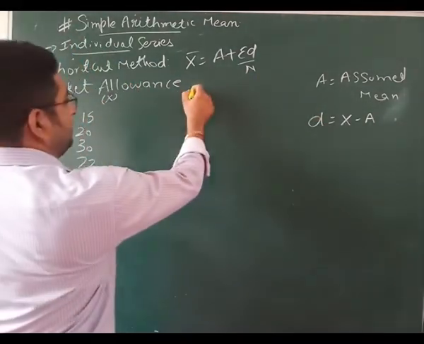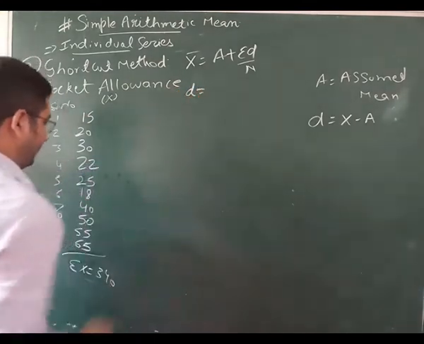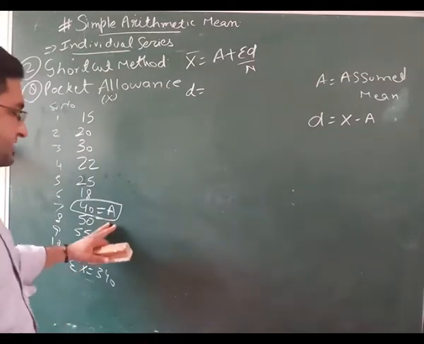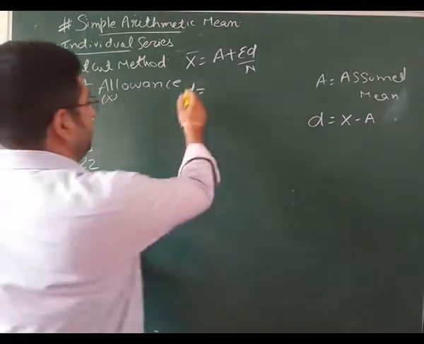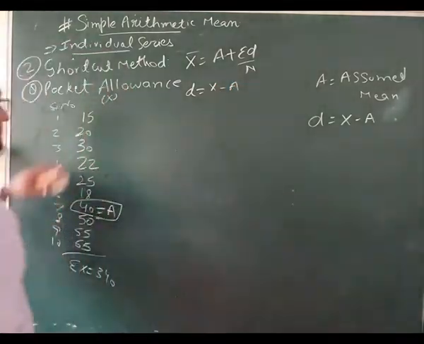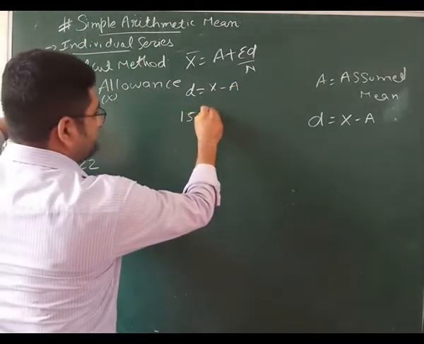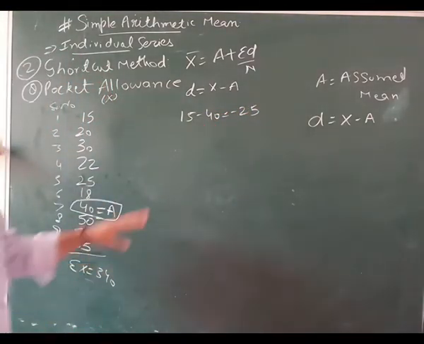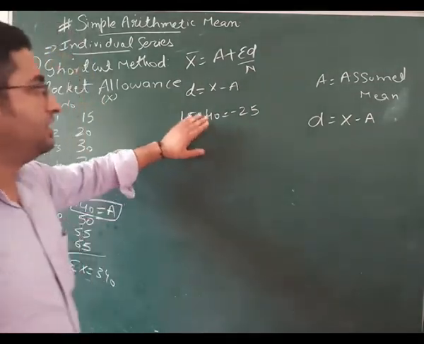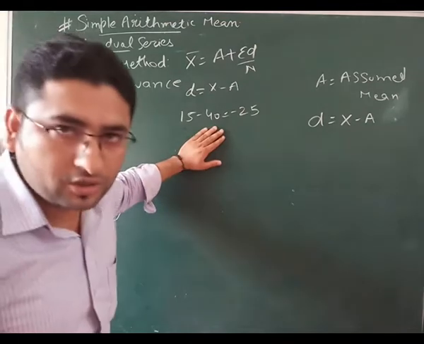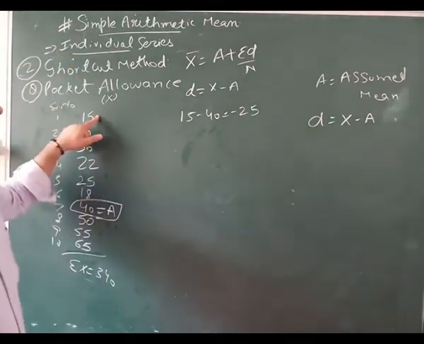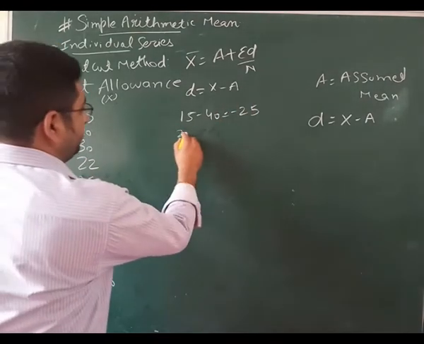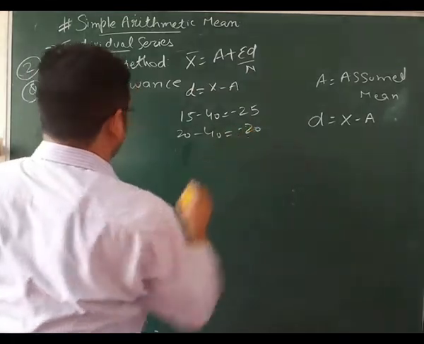So now let's calculate d. First I need to have a. Supposing I take 40 as a, that is the assumed mean. This can be the mean of the series. Now let us calculate d. d is x minus a. So x is 15 minus 40 is equal to minus 25. Students, mind my point: sometimes a student will make a mistake and write 40 minus 15. That is wrong. We have to do x minus a. 15 minus 40 is equal to minus 25. Then 20 minus 40 is equal to minus 20.